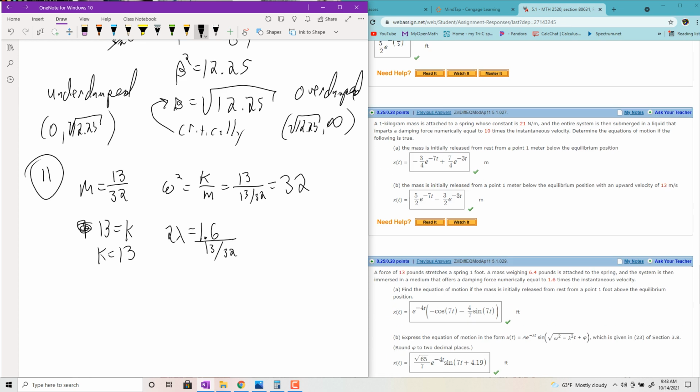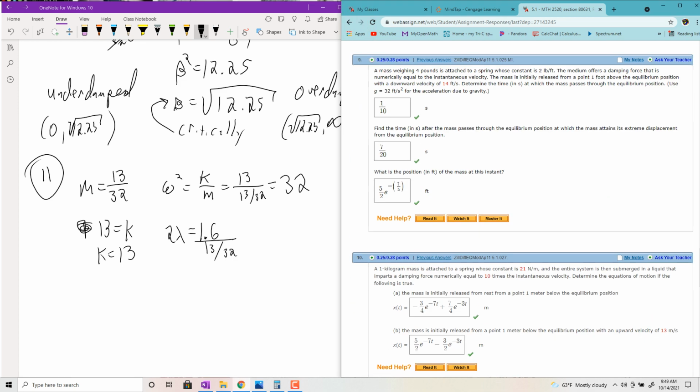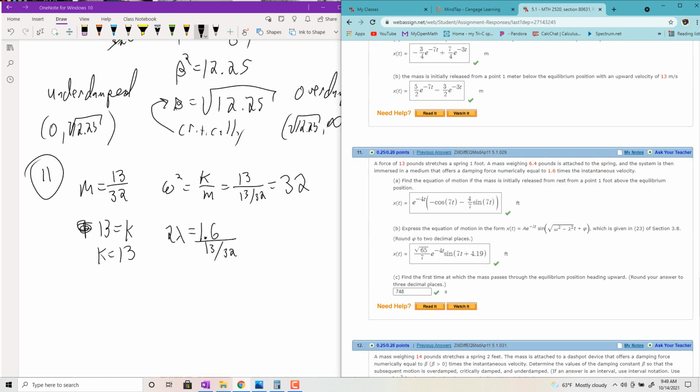One minor detail on the previous question: it says the medium offers a damping force that is numerically equivalent to the instantaneous velocity. That just means beta is equal to 1. Usually they'll say it's 10 times the instantaneous velocity, for example. But if they just say the damping force is numerically equal, that means beta is 1 times the instantaneous velocity. Beta is 1. Okay, long story short.